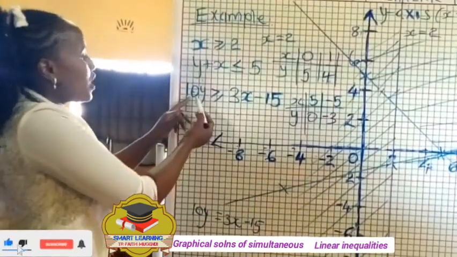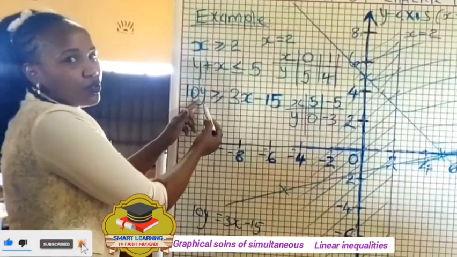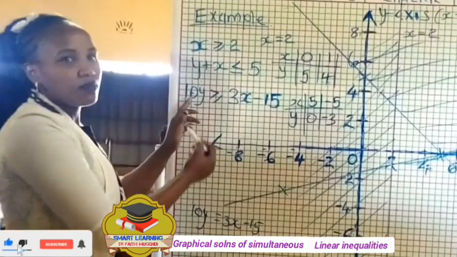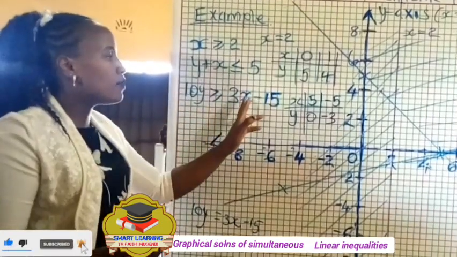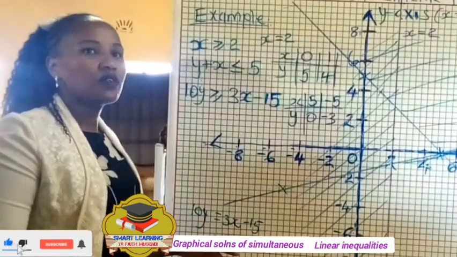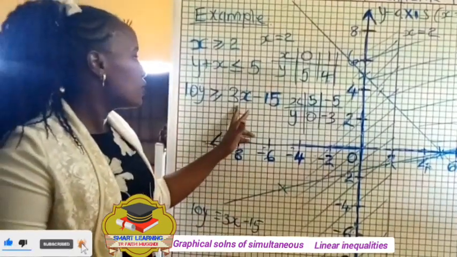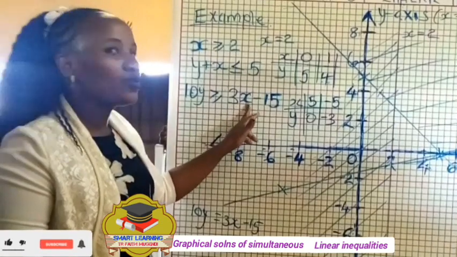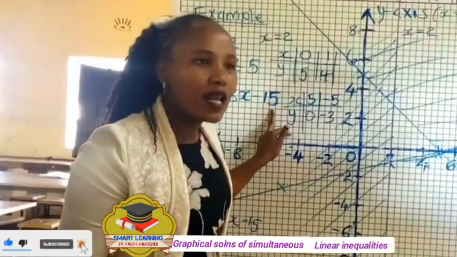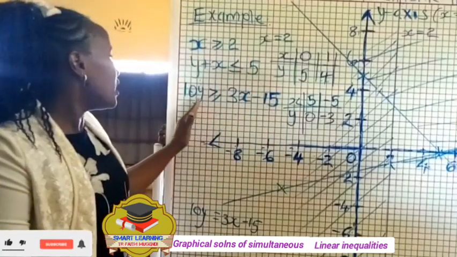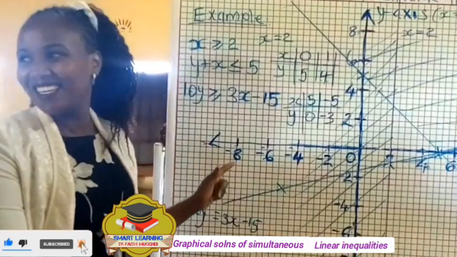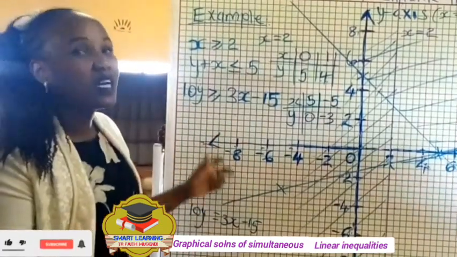So where we have y, we put 0. Okay? So this everything becomes 0. And this one will become negative 3 times 2, 6, minus 15, negative 9. Are we together? Yes. Is 0 greater than negative 9? Yes. 0 is greater than negative 9.